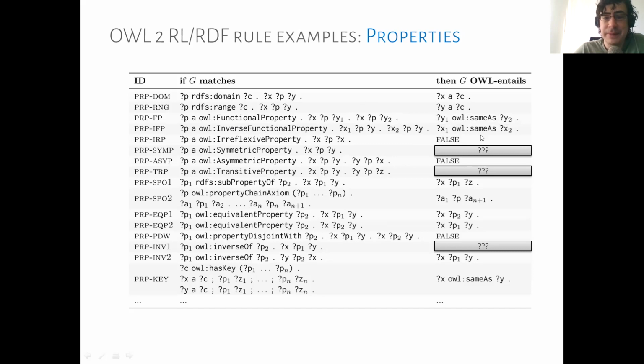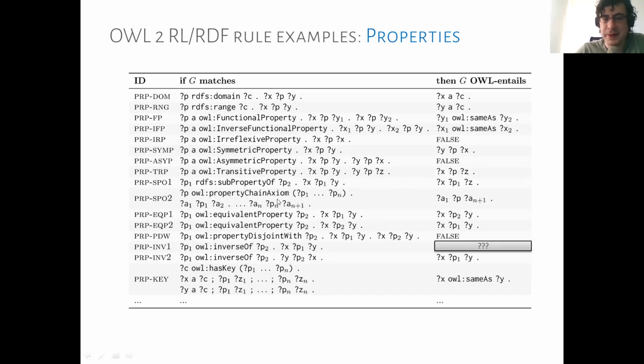Inverse functional property, that's the same idea, but in the other direction. P a symmetric property. So if we have X P Y, for example, sibling is a symmetric property, Fred sibling Alice, then we can infer Alice sibling Fred, Y P X. Transitive property, P a transitive property. Ancestor, for example, is a transitive property. If we have Fred ancestor Bob and Bob ancestor Alice, then we should have Fred ancestor Alice. So X P Z. And so forth.